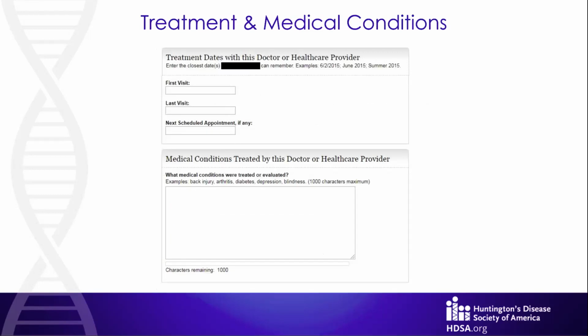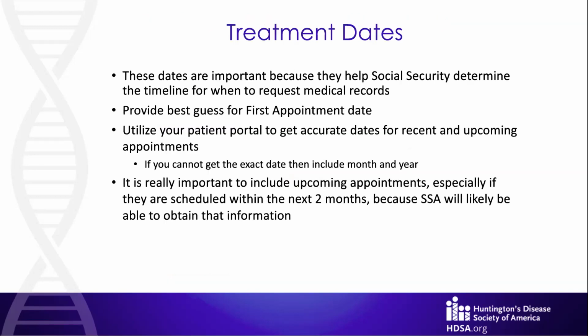Treatment and medical conditions. They want to know the dates that you were treated and what medical conditions you received treatment for. Treatment dates. These dates are important because they help Social Security determine a timeline for when to request medical records. Provide your best guess for first appointment date. Again, Social Security should already have that. If you don't remember the exact date, you can even just provide a year. You want to make sure to go farther back in time than is necessary to make sure they actually request all of your records. You can utilize your patient portal to get accurate dates and upcoming appointments. If you cannot get the exact date, then include the month and the year.